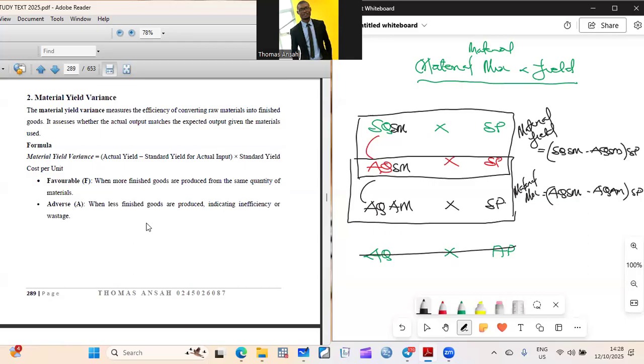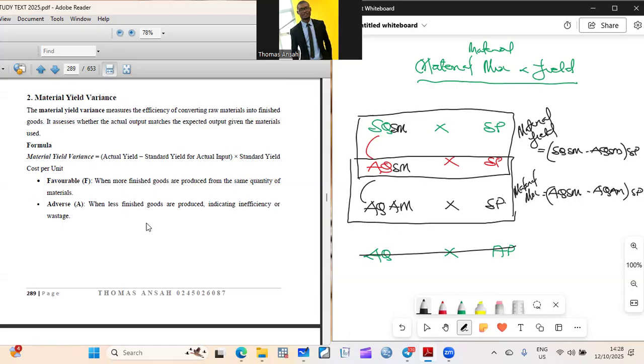So the question is, which one is the standard? You budgeted that you are using 50% of water and 50% of gari, and you will get something. That's your standard mix, the SM. All right, that is that.